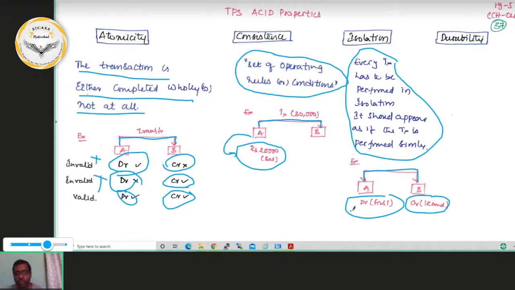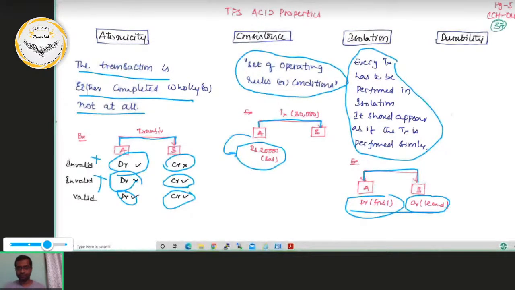And the last one is called durability. What do you mean by durability? Durability is nothing but once a transaction is completed, it cannot be undone. So these are the 4 properties of TPS. First one is A, atomicity. Second one is C, consistency. Third one is I, isolation, and last one is durability. So these are the 4 ACID properties.